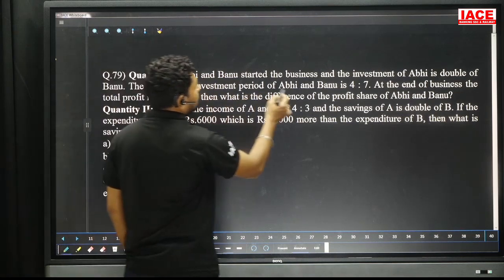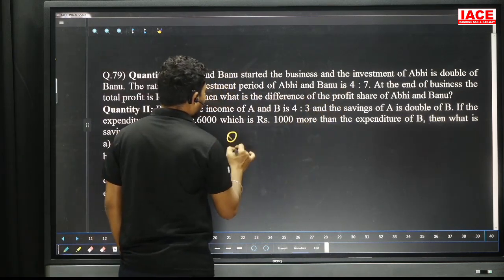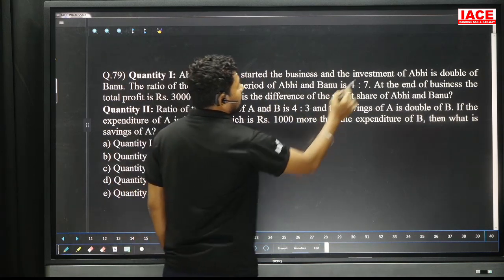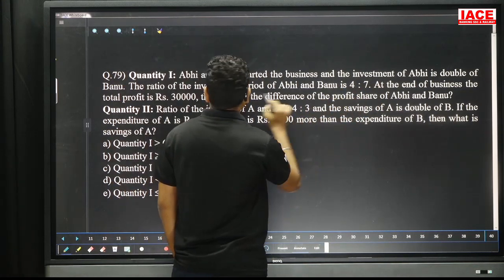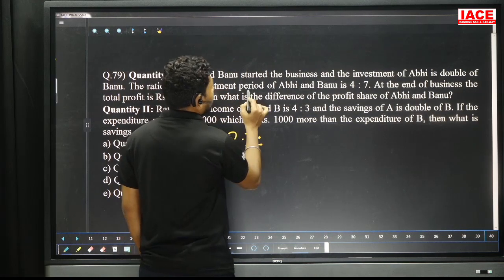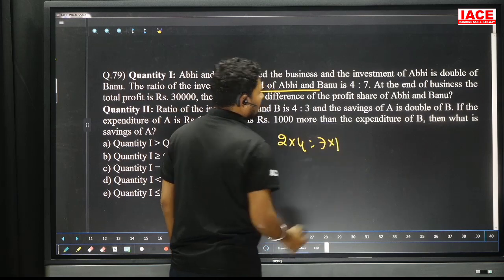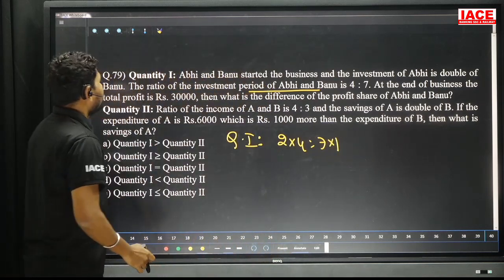The ratio of investment period of Abhi and Banu, coming to quantity 1. Here the investment ratio is given as 2:1, so Abhi's is double. And their investment time is also mentioned. Ratio of period is 4:7. 2 into 4 is to 7:1. And at the end of the business, the profit is 30,000.